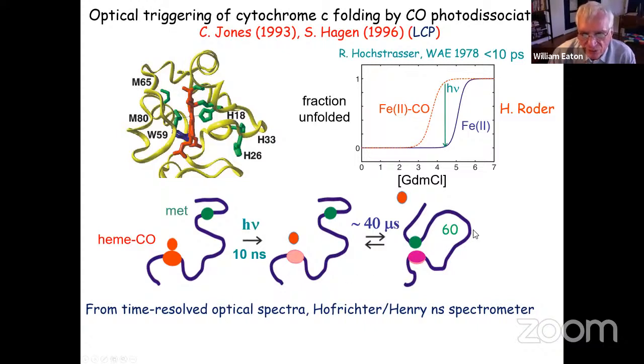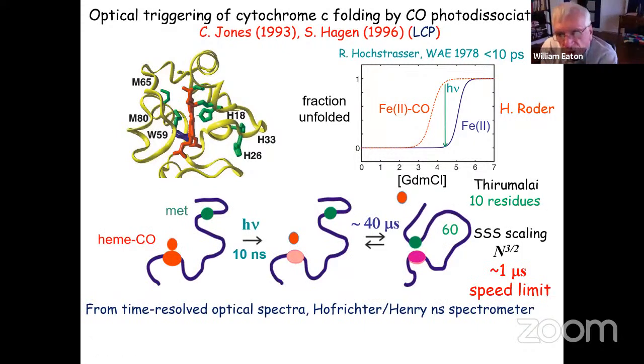But what we did see, using a time-resolved spectrometer built by Jim Hofrichter with a beautiful analysis by Eric Henry, using one of the first applications of singular value decomposition to kinetic data, was that the native methionine, 60 residues apart, bound to the heme in about 40 microseconds. So this is the formation of a disordered loop.